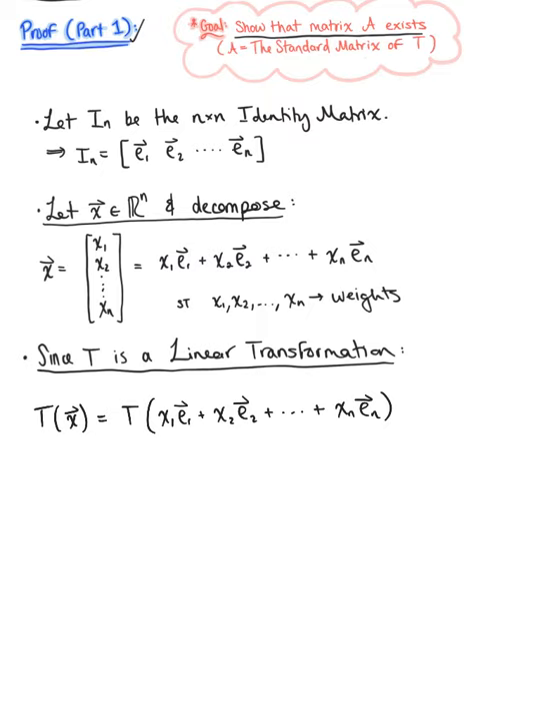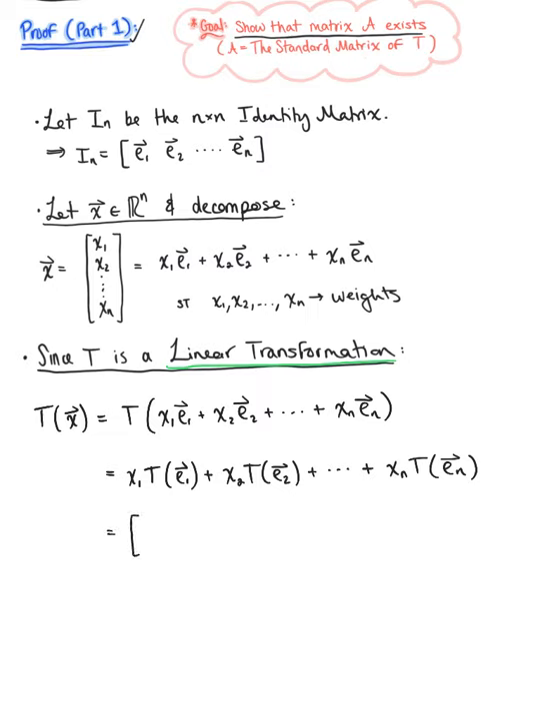Again, since T is a linear transformation, it preserves vector addition and scalar multiplication, which allows us to rewrite this image as the sum of scalar multiples of the images. So we have x sub 1 times the image of e sub 1 under the action of T, plus x sub 2 times the image of e sub 2 under the action of T, all the way to plus x sub n times the image of e sub n under the action of T. This is the vector equation form, which we know is equivalent to the matrix equation.